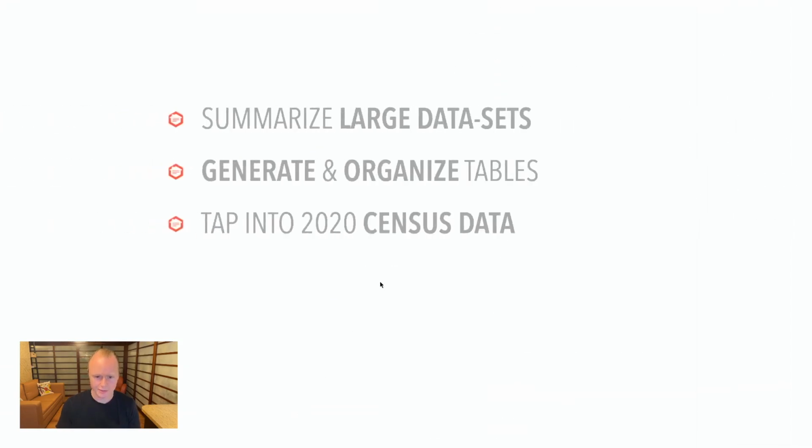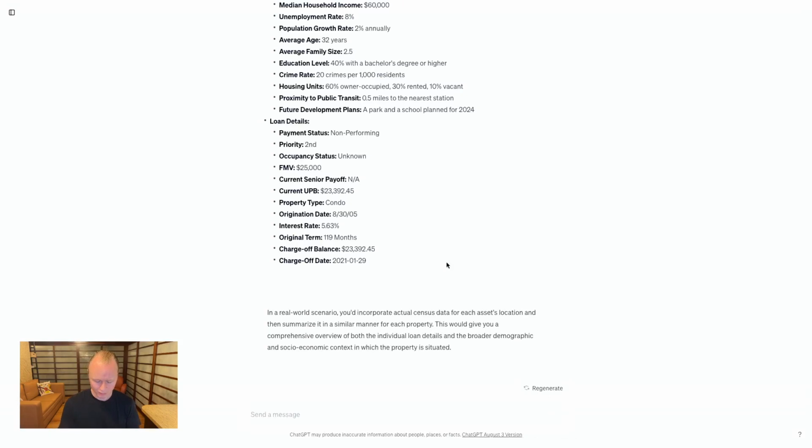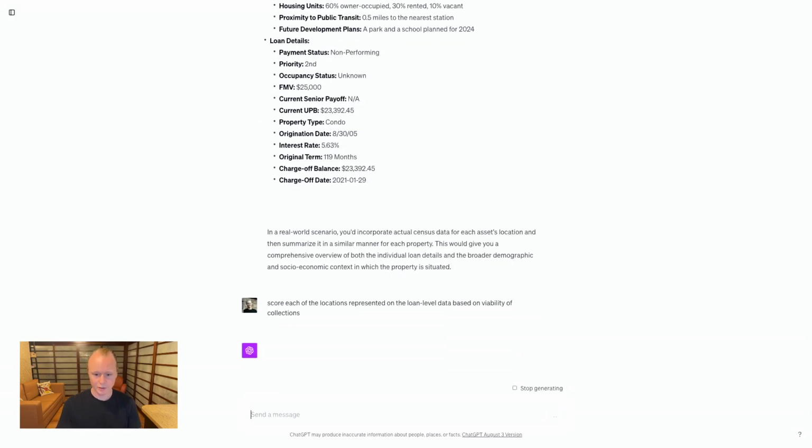Now let's go to the next one here because I'm giving you the high level so you can massage this into your own workflow. But creating and implementing scoring rules is the next place to go. So now what we're going to tell the system to do is let's score each of the locations represented on the loan level data based on, we'll say, viability of collections, since these are all non-performing loans, and see what we get for that.